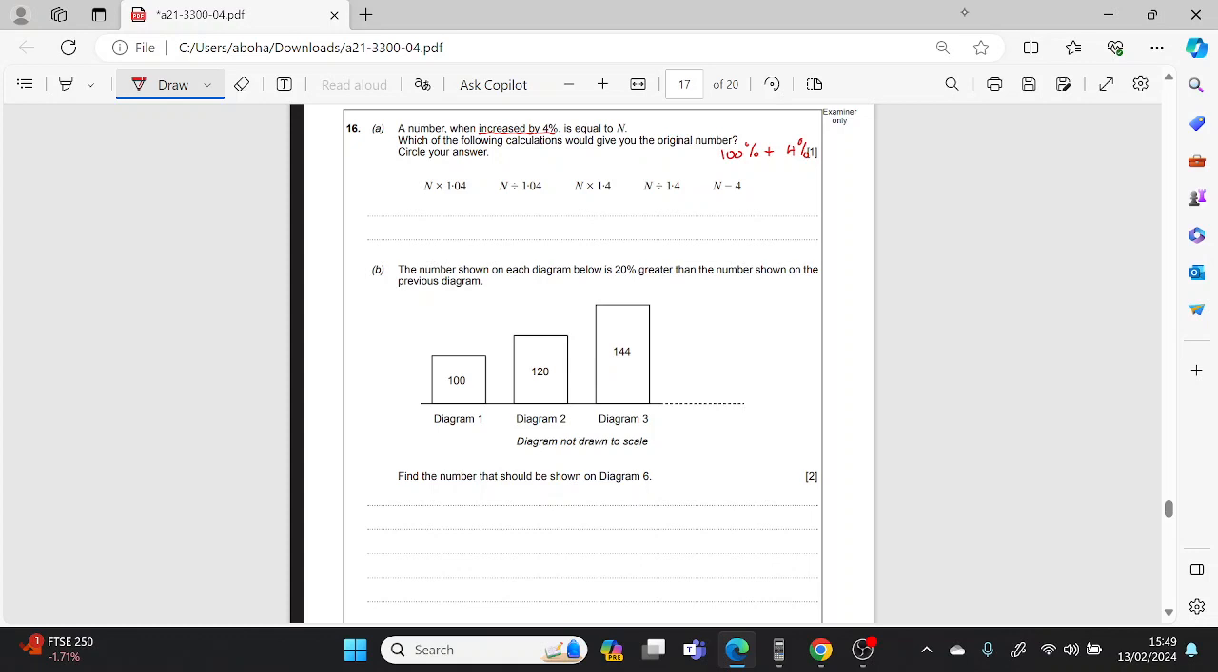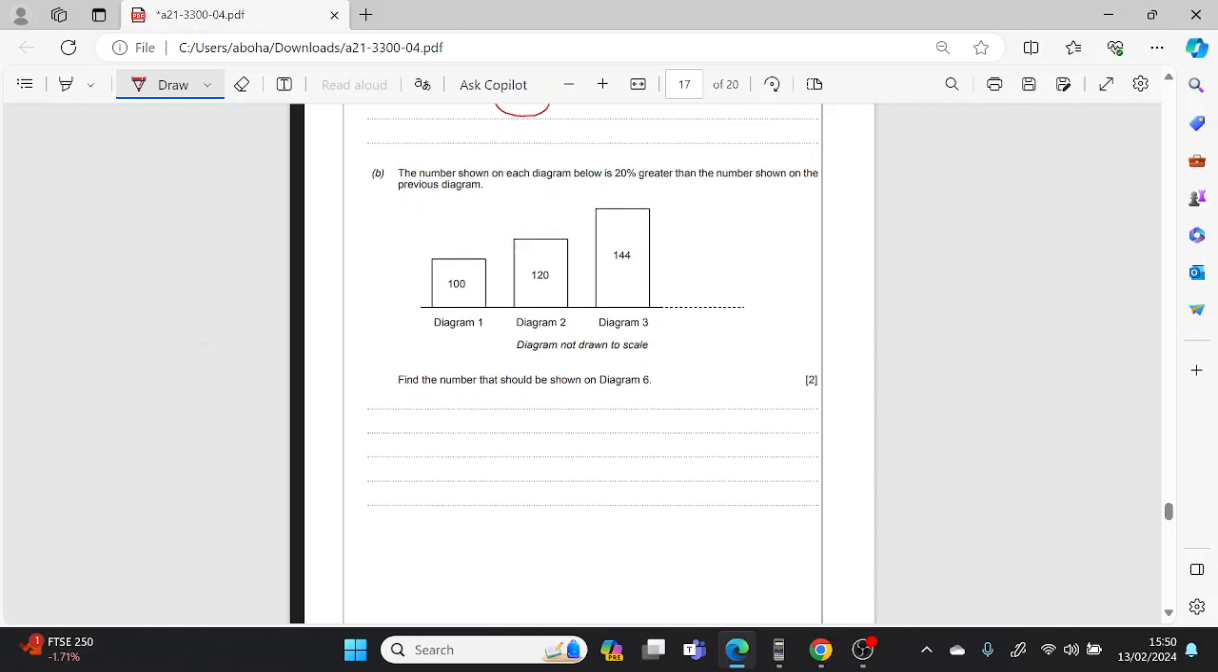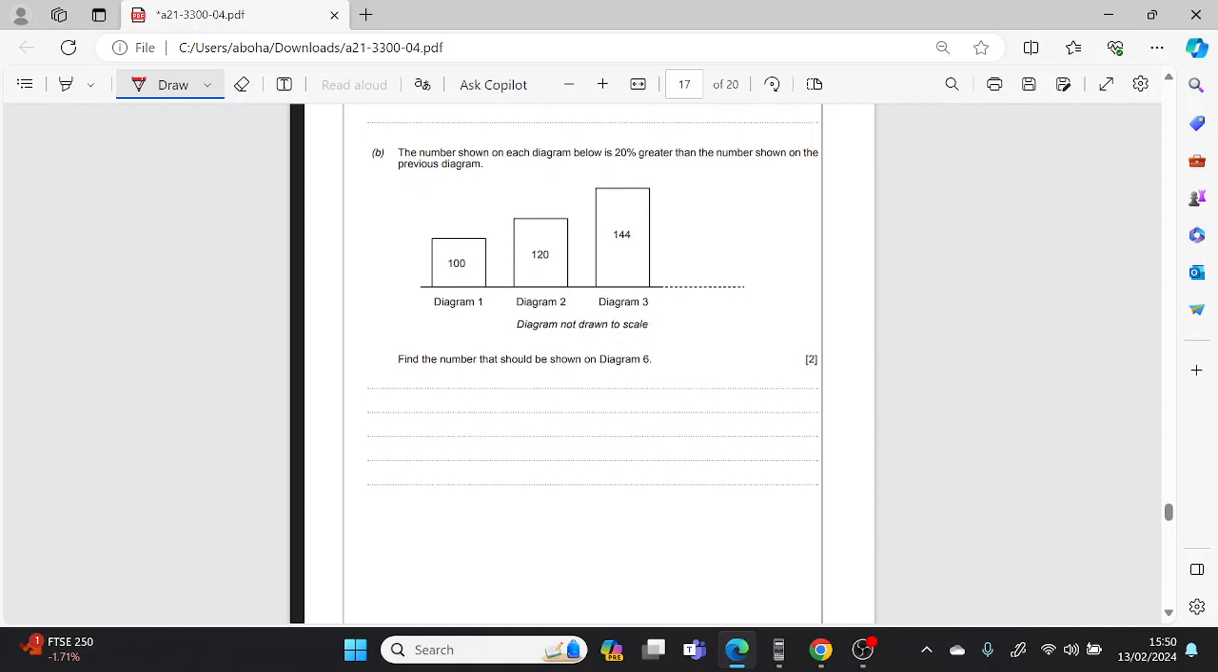So 4% as a decimal is 0.04. So the answer is 1.04. N divided by 1.04, which is that one there. The number shown on each diagram below is 20% greater than the number shown on the previous diagram. Find the number that should be drawn in diagram number 6.